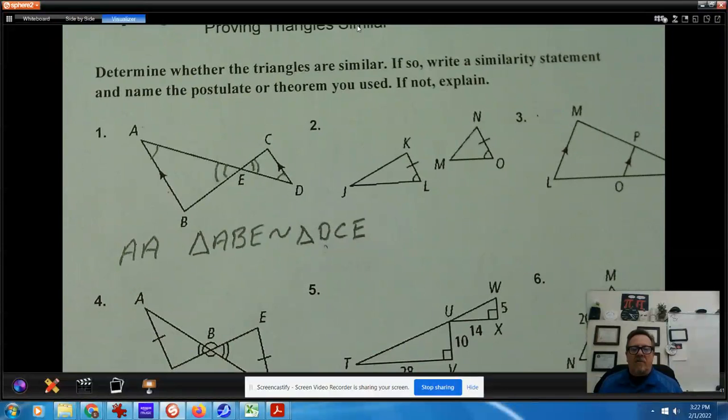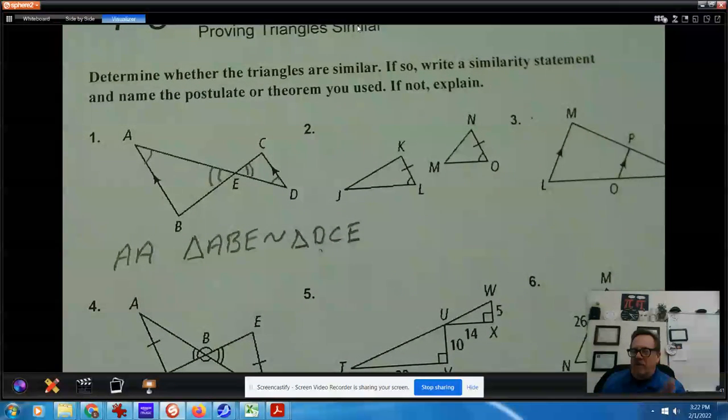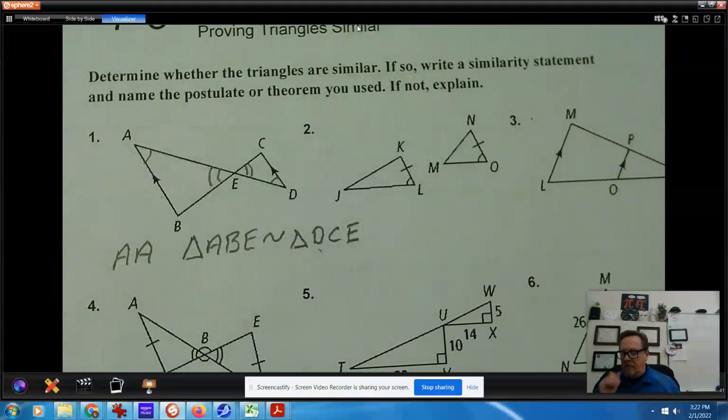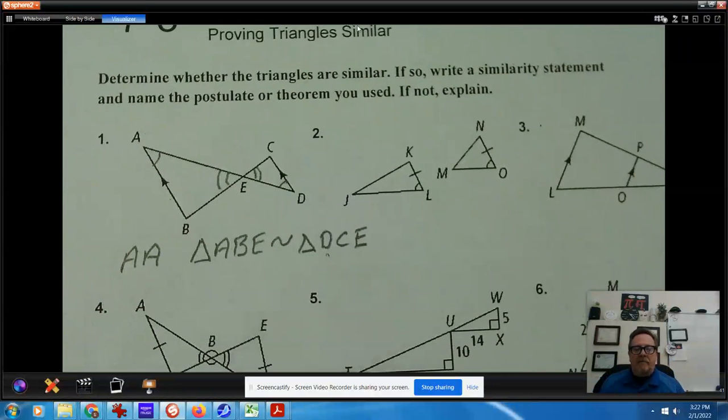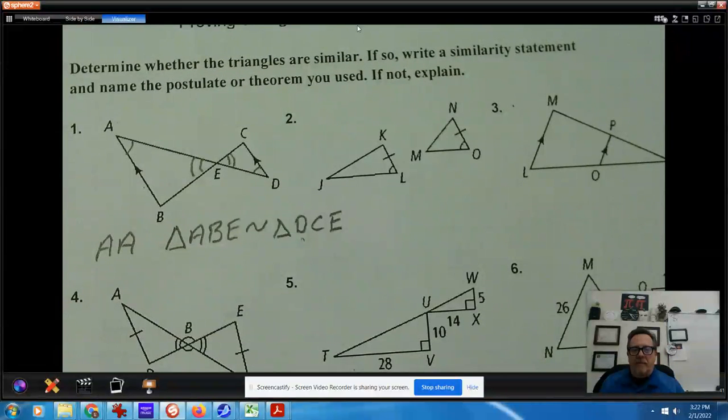Determine whether the triangles are similar. Yes, they are. We used angle, angle, I should say. And then we wrote our similarity statement. There it is. Groovy? Groovy.